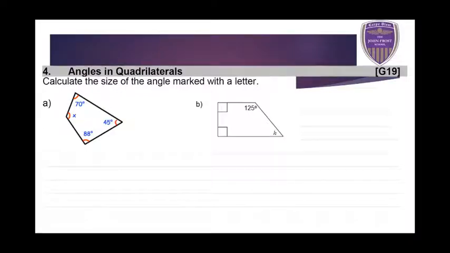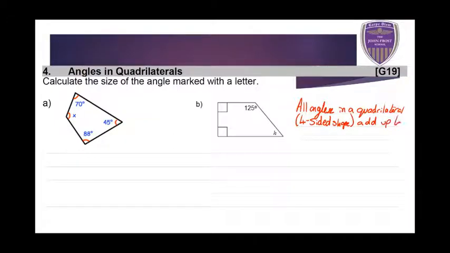Okay, so a note for this topic is all angles in a quadrilateral add up to 360 degrees. A quadrilateral is just a fancy name for a four-sided shape. Okay, so all the angles in these shapes add up to 360 degrees.